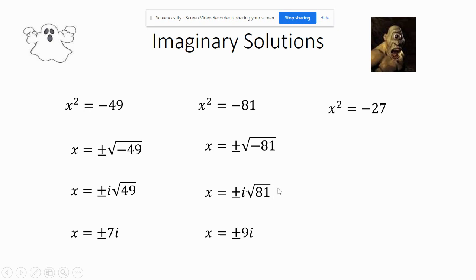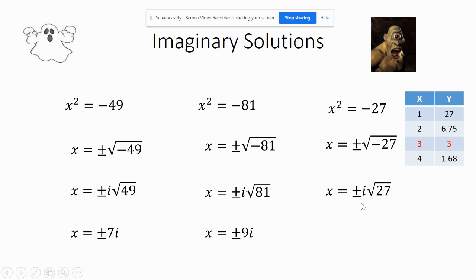What about one like 27 where the number doesn't go in evenly? Well, it's still got to be positive or negative. You still have to pull an i out. And then don't forget, how can I find the square root of 27? I could do a factor tree, which I know 9 times 3, or I like going to my calculator, doing 27 divided by x squared, and looking for the numbers that don't have a decimal anymore. So it's 3 square roots of 3, but don't forget the i.